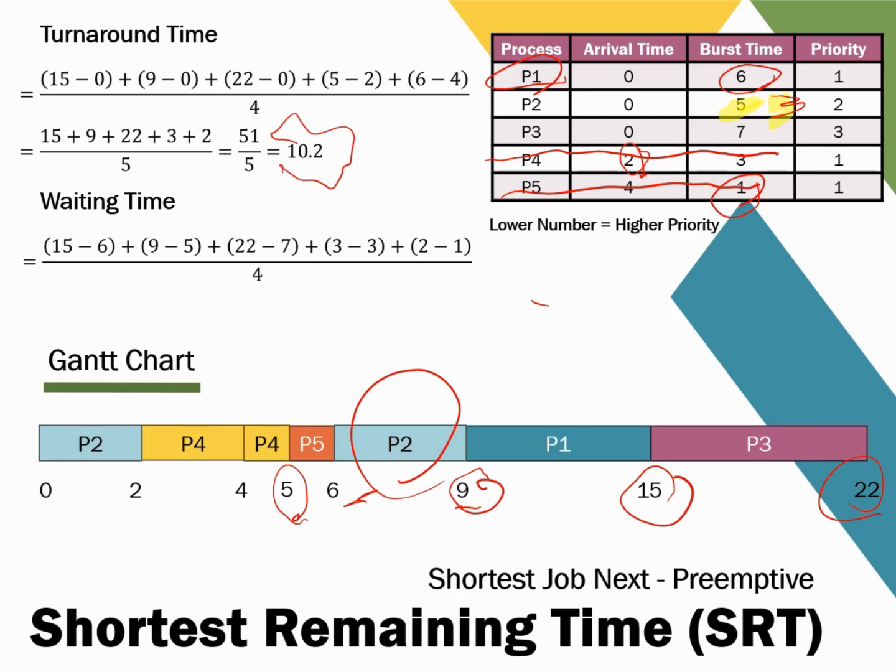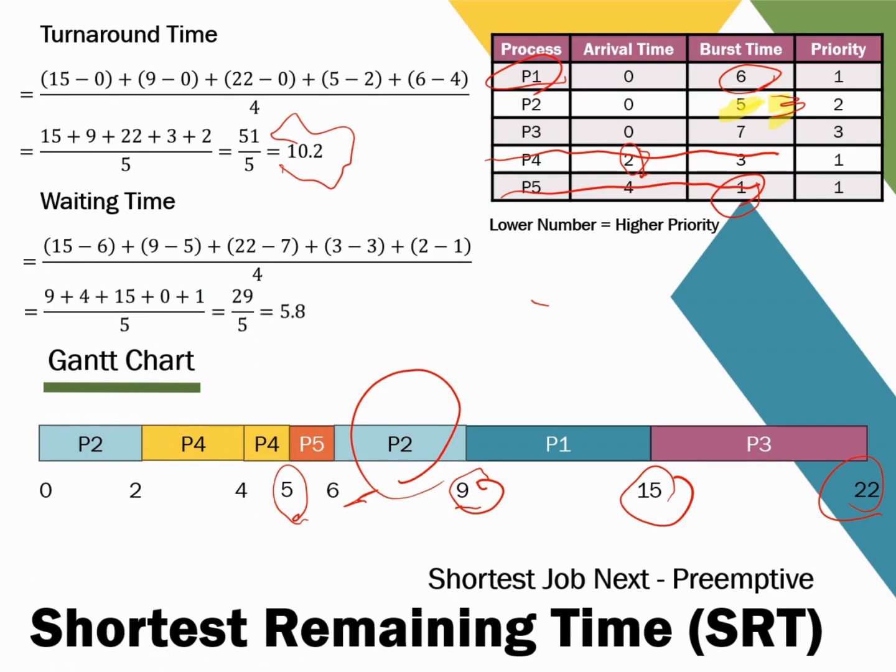the burst time from the turnaround time for each process. So the turnaround time for process 1 is 15, burst time is 6, 15 minus 6. Turnaround time for process 2 is 9 and burst time is 5, 9 minus 5. The turnaround time for process 3 is 22 and the burst time is 7. The turnaround time for process 4 and 5 is 3 and 2, and the burst time is 3 and 1. So 3 minus 3 and 2 minus 1 is the waiting time for P4 and P5.